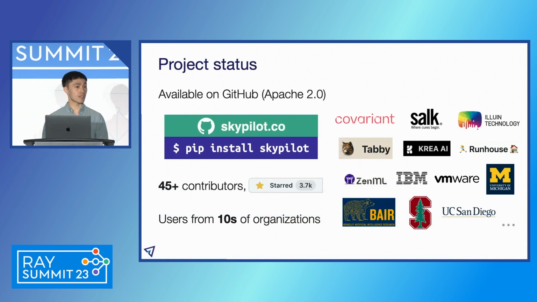A quick word about the project status. SkyPilot is fully open source, available on GitHub. It can be quite easily installed using one command. In the past couple of months, we've gotten pretty good traction in terms of GitHub contributors, GitHub stars. But perhaps most exciting to us is that we are seeing tens of organizations adopt SkyPilot for their day-to-day work. So these include AI startups, AI companies, companies building products that integrate with SkyPilot, and also some top AI labs in academia.